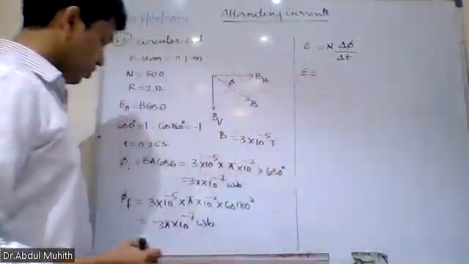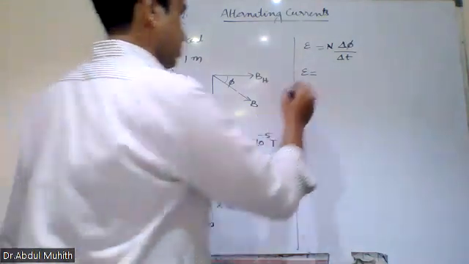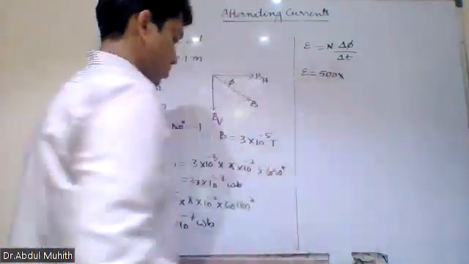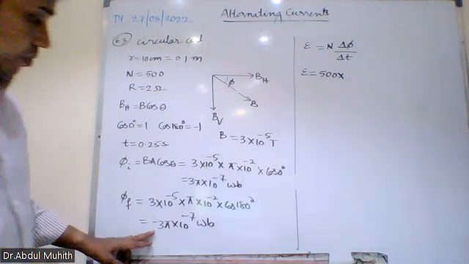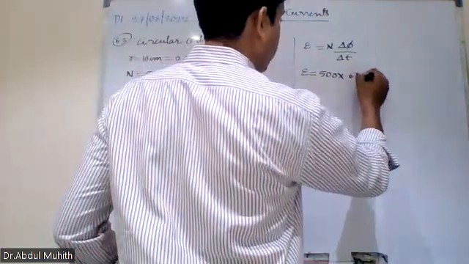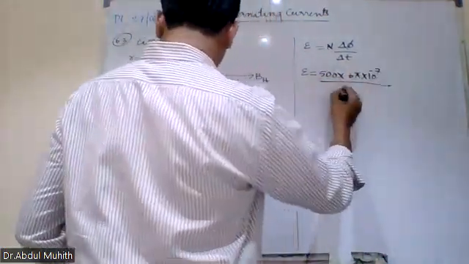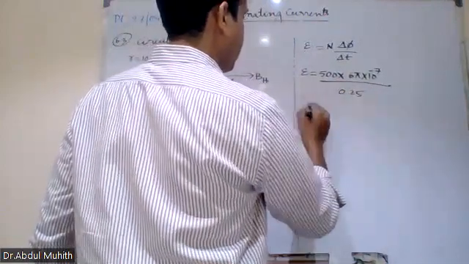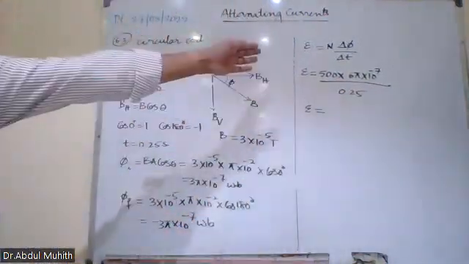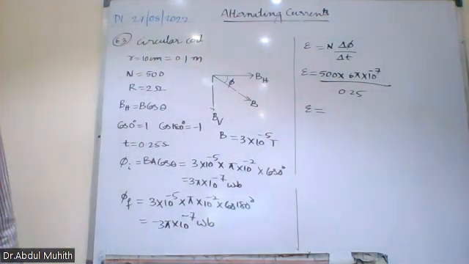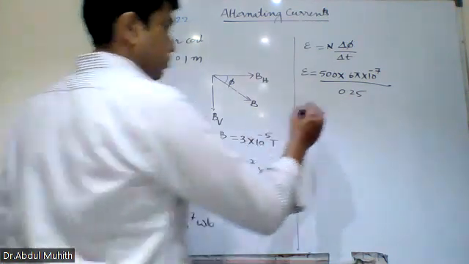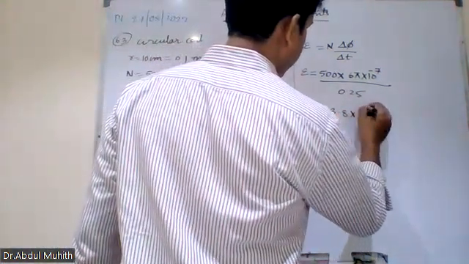E is equal to what? N is what? 500 turns. Then delta phi by delta t means subtract both of them. It will become 6 pi into 10 to the power of minus 7. In how much time? He said time is 0.25 seconds. Substitute this one. This is like Faraday's law. N into delta phi by delta t is the Faraday's law. Just substitute there. So it will become 3.8 into 10 to the power of minus 3 volts.